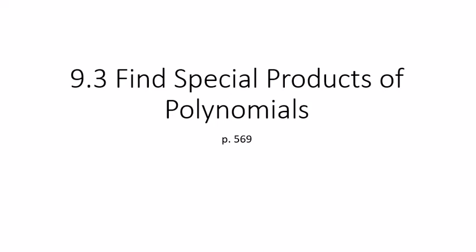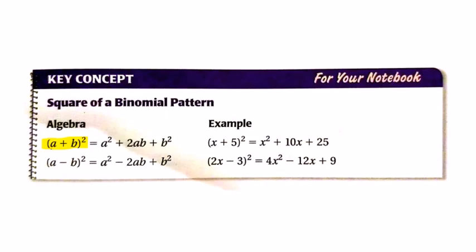In this video, we will be discussing section 9.3, which begins on page 569 of your textbook, and the title of this section is Find Special Products of Polynomials. So in section 9.2, we began to multiply polynomials, and in this section, we are going to look at some special patterns that will allow us to take some shortcuts.